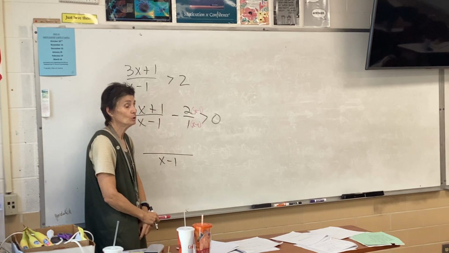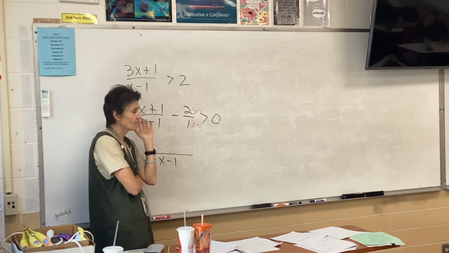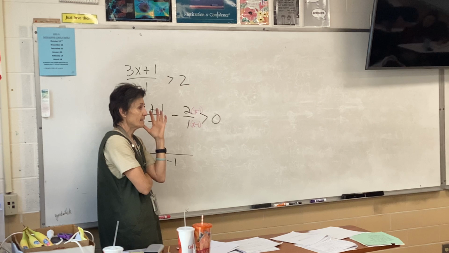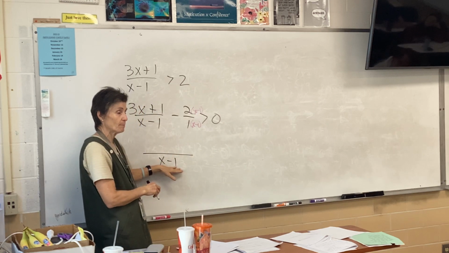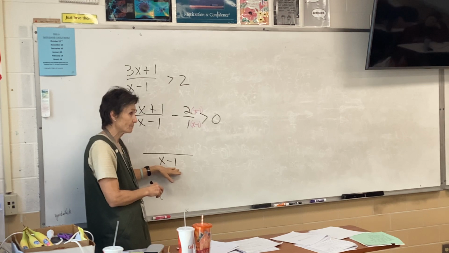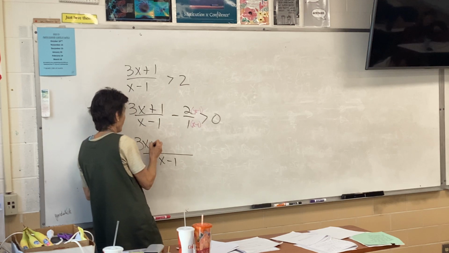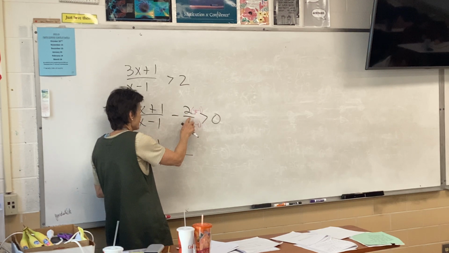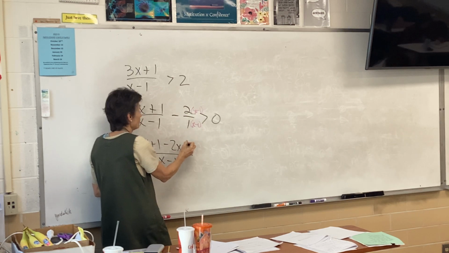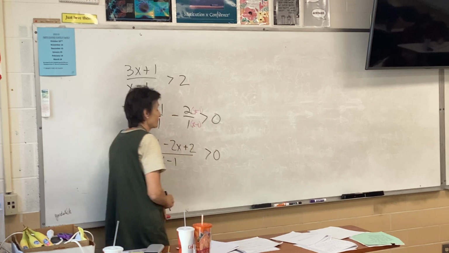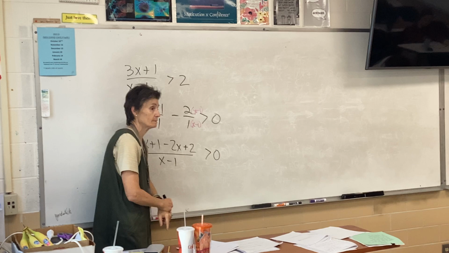You can't lose the denominator in an inequality. In an equation, I know it's confusing, I can't help it. In an equation, you can drop the denominators. In an inequality, you have to keep it. It becomes a dot. All right, so what's on top? 3x plus 1. Be careful here. What's this going to be up here on the top? Minus 2x plus 2. Remember, it's negative 2 times x and negative 2 times negative 1.